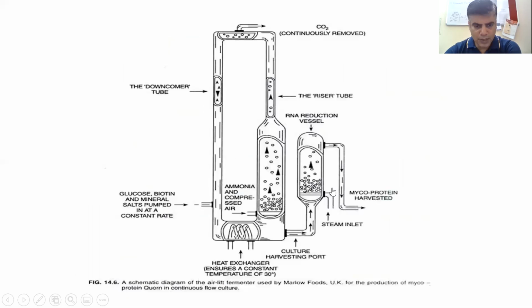There is another diagram of the airlift fermenter used by Marlow Foods. So you can find that glucose, biotin, and mineral salts are pumped in at a constant rate. Downcomer tube, continuously removing CO2. Riser tube, vessels, reduction vessels, steam inlet, mycoprotein harvest, culture harvesting port, heat exchanger. So this is used by Marlow Foods, UK for the production of mycoprotein in a continuous flow.